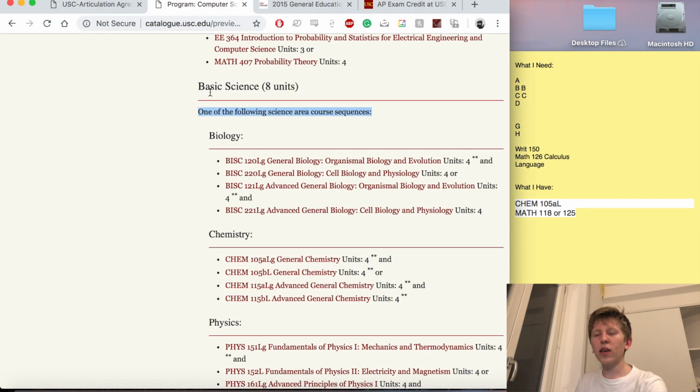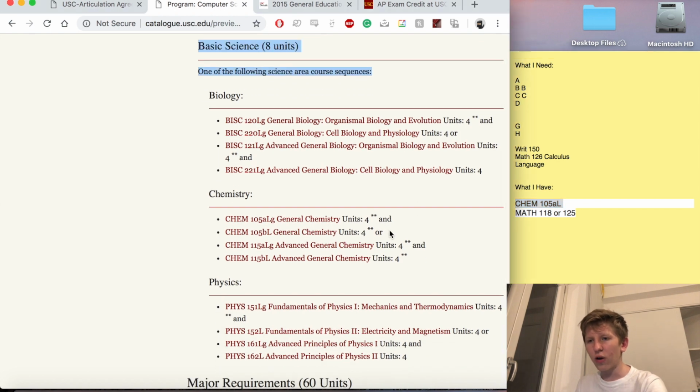For me, I have to take a basic science, which is 8 units, and that's a course sequence. So it's not just a random science class and a random science class. It is a consecutive progression into a harder level of a specific subject. So for me, I have Chem 105A, L, from taking AP Chem. So that actually gets me out of the first half of this course sequence. So what that means is I also should be looking for 105BL.